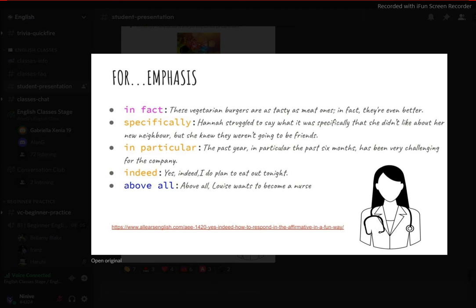Okay, so now let's move on the next expression, which is above all, which is a great special expression that we can use even in essays. So let's read the example. Above all, Louis wants to become a nurse. Okay, next slide.